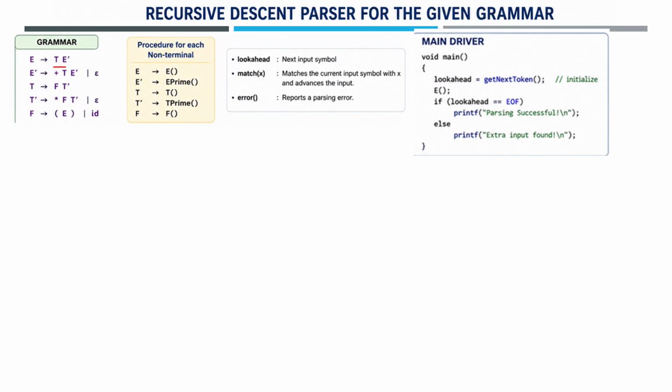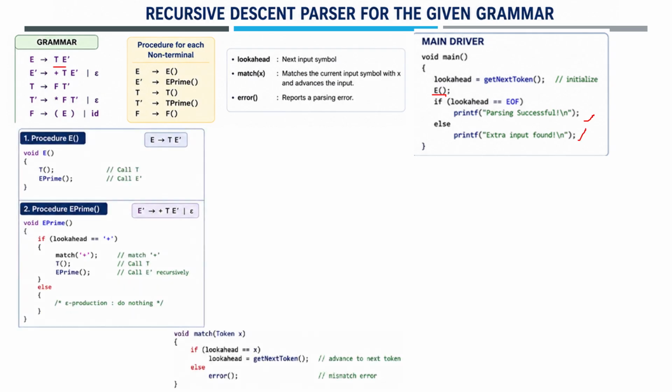So what is the starting point, or the start symbol, of my entire grammar? It is E. So we need to include E of. If the lookahead is end of file, parsing is successful, else extra input is found. So these are the procedures; now the procedure for E.